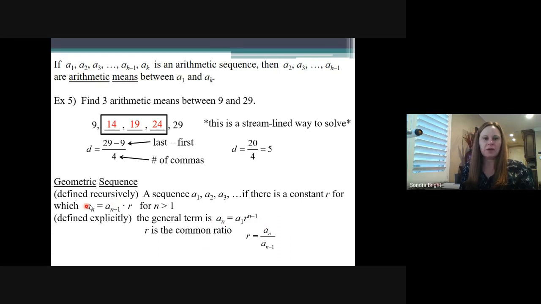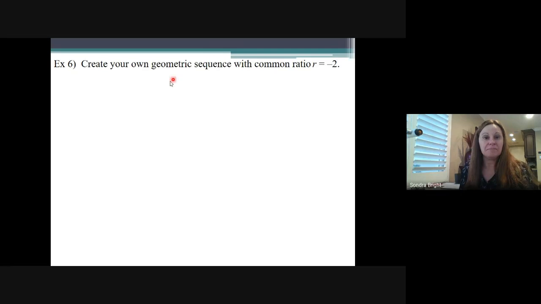You'll also need to know how to write it recursively, but I feel like that's more, I know the wording is weird, but okay. Pause it for a minute. Create your own geometric sequence with a common ratio of R equals -2. Write your own. Pause it and do your own real quick.